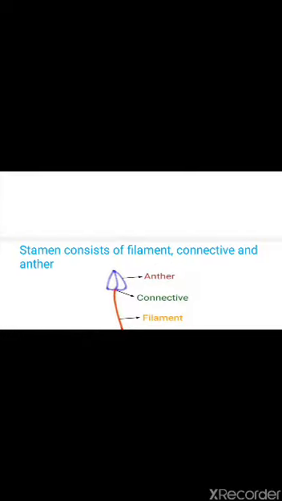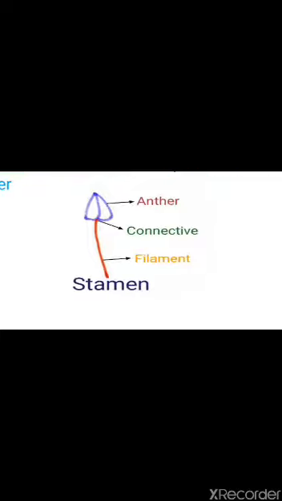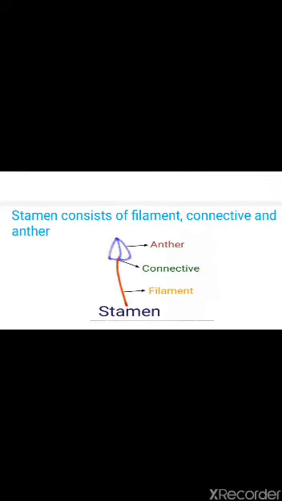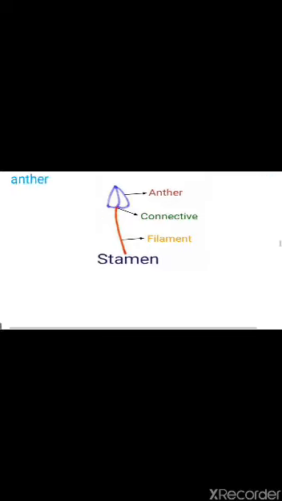So you are going to see the structure of stamen. This is the diagram which shows the structure of stamen. Stamen basically consists of three important parts: anther, connective, and filament. Filament is attached to the anther by means of a small part, that is called connective. So this is the structure of stamen.